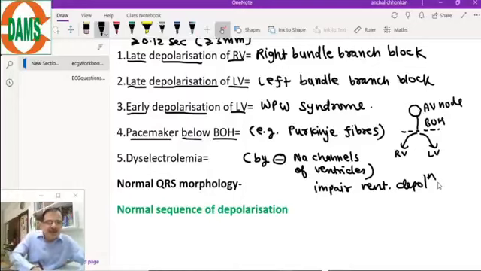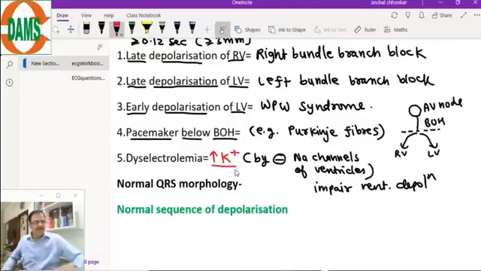This is a very important electrolyte imbalance, that is hyperkalemia. There will be a delta wave in cases of a pacemaker? No, a pacemaker below the bundle of His will not cause the delta wave. Delta wave is specific for only WPW syndrome. Now, these were the questions on the width of the QRS complex.